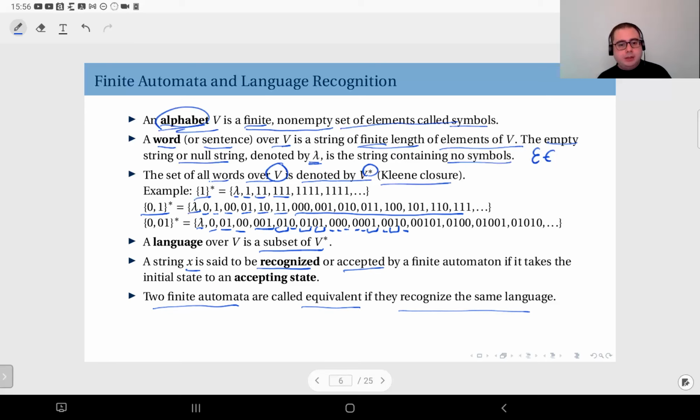then we say that these two automata are equivalent. Now, we are not going to see many examples, but if you actually look up some examples, you will see that there are usually multiple ways to actually design finite automata that recognize a certain given set. So this is how we define equivalence between two different finite automata.